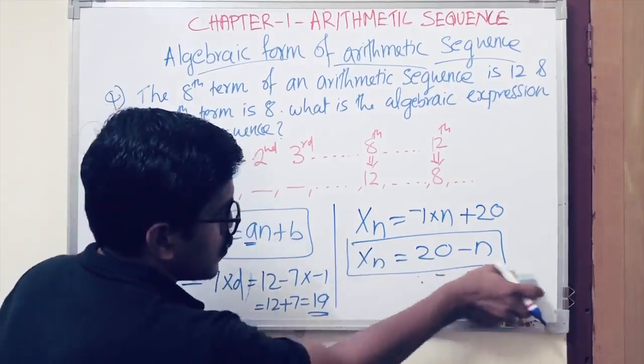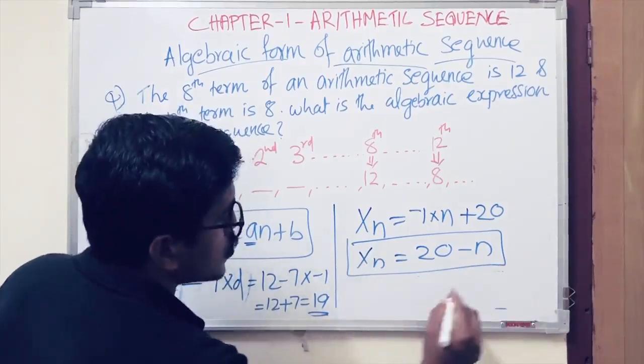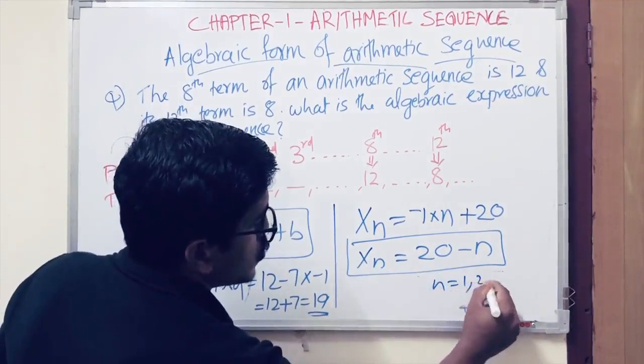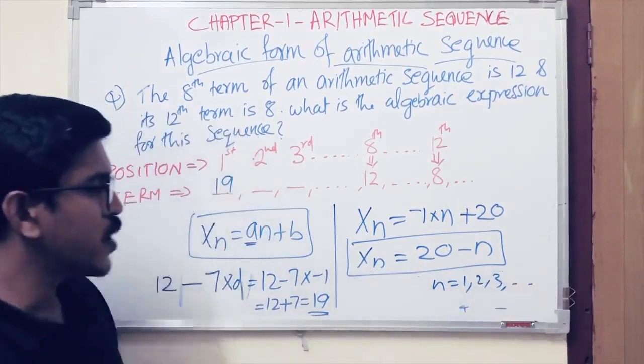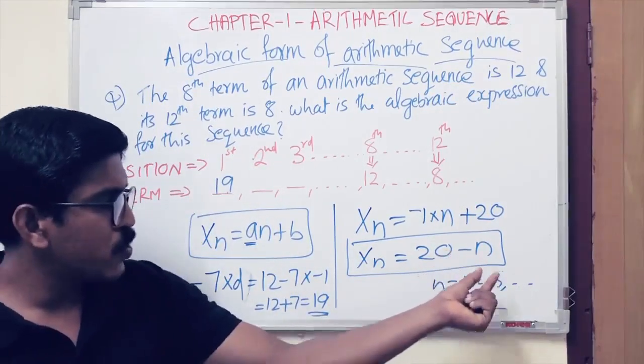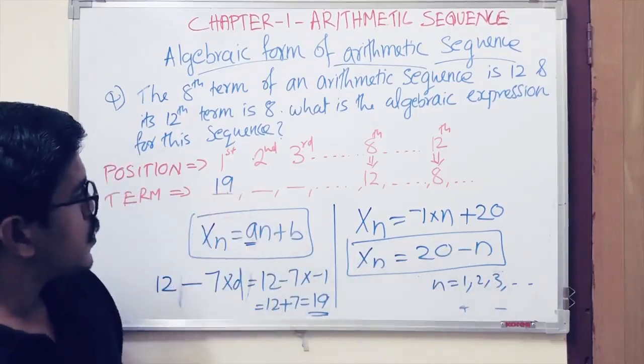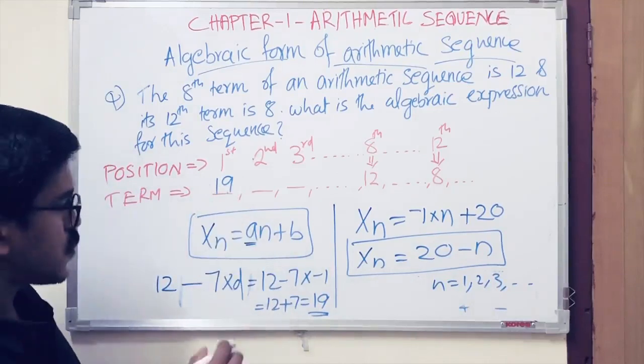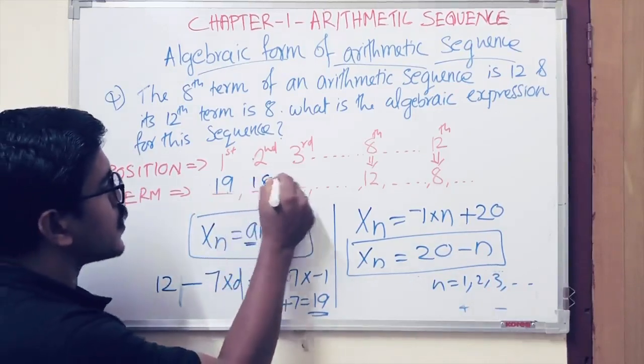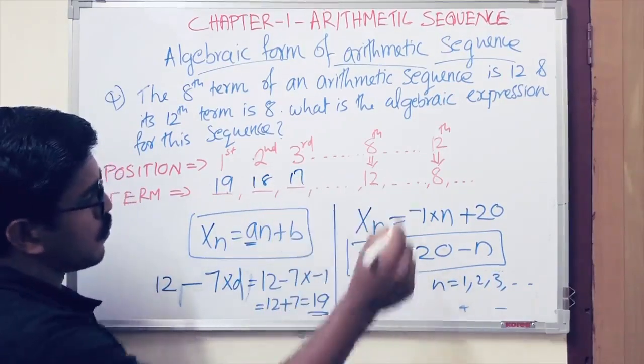And n equal to 1, 2, 3, etc. Now we can check it here. If you are putting n equal to 1, 20 minus 1, 19. Here the common difference is minus 1, that is 18, 17 will come.